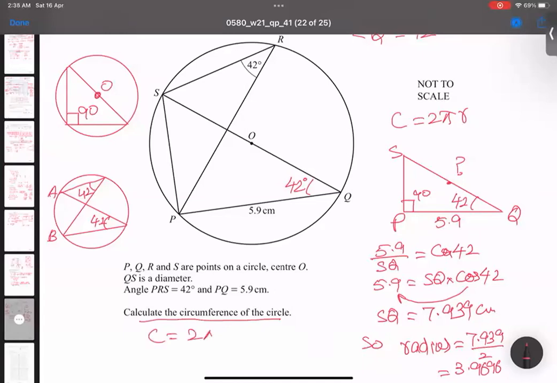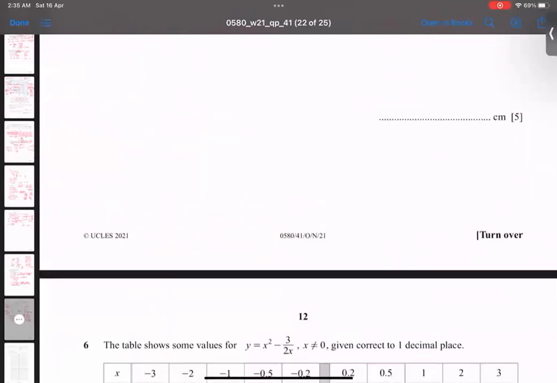Circumference formula is 2 pi r, with r as 3.9696. It is 2 pi into r, and I'm getting 24.994. So 24.9 is our accurate answer, centimeters. So Alhamdulillah Rabbil Alameen. I hope you got the idea. And let's go for the next question.